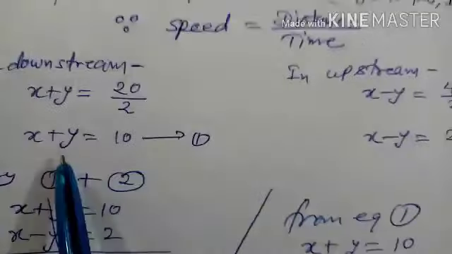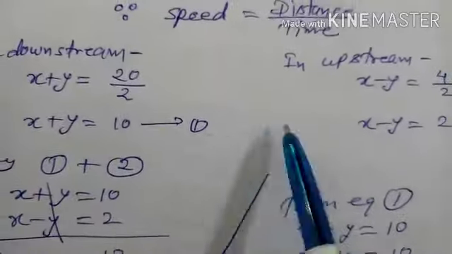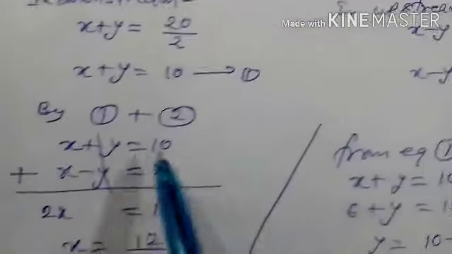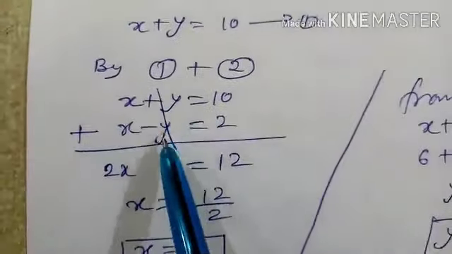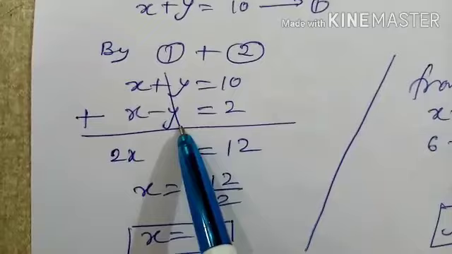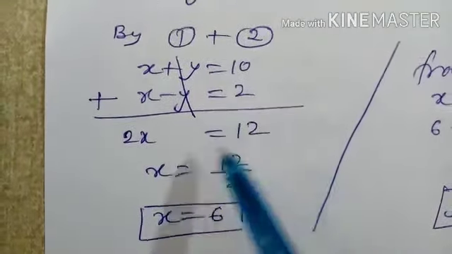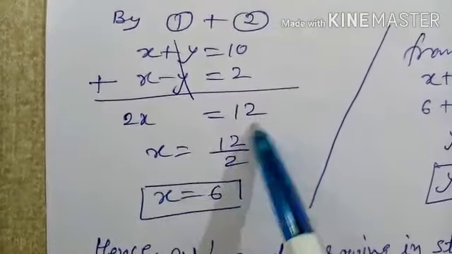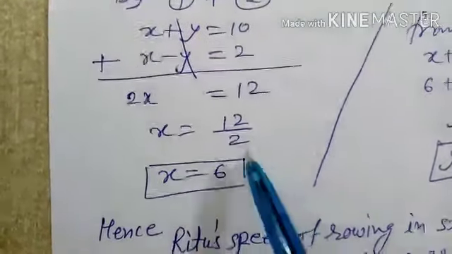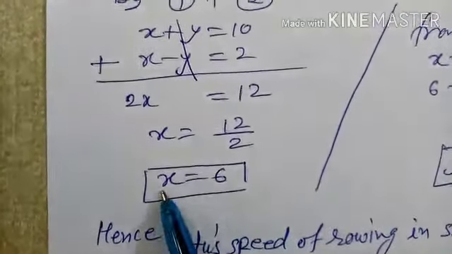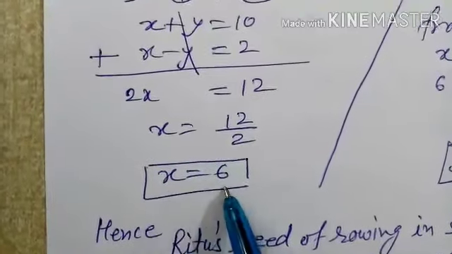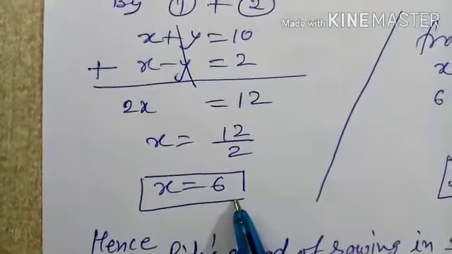Observe these two equations: here plus y and there minus y. So on addition, plus y and minus y cancel out. Adding equations 1 and 2, x plus x is 2x, and 10 plus 2 is 12. So 2x is equal to 12, so x is equal to 12 by 2, which is 6. This is the speed of rowing in still water of Ritu.